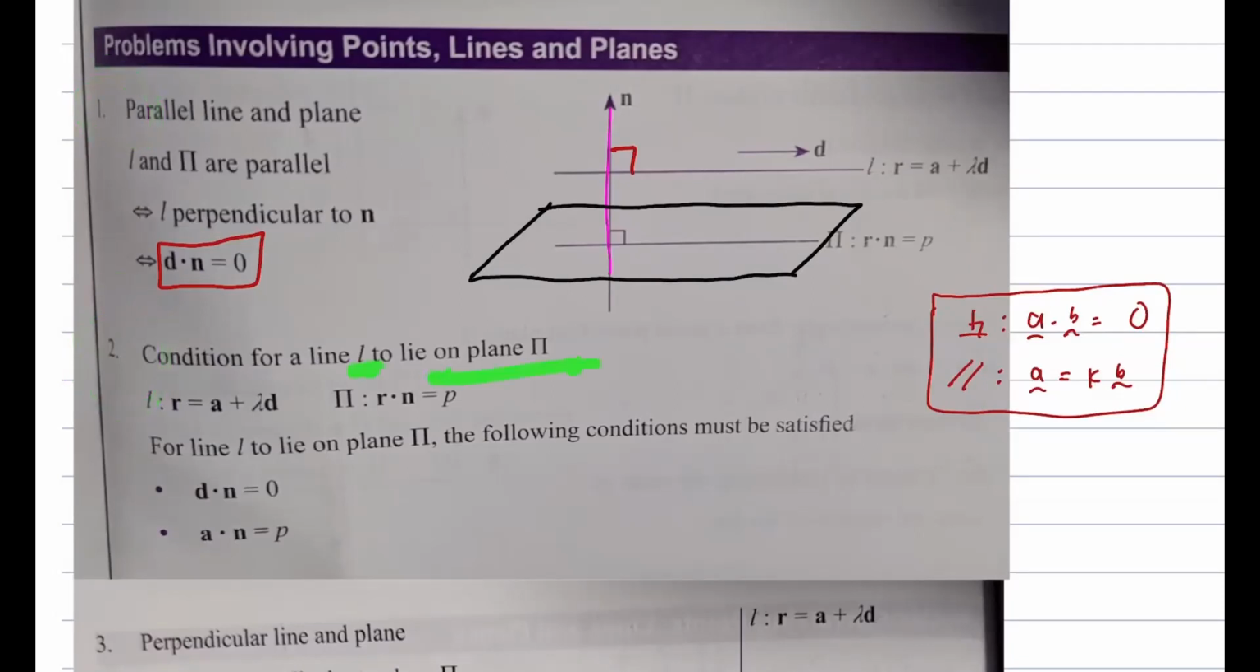Let's move on to part 2. Condition for a line L to lie on the plane. Lie on the plane means that you have a plane here, and then the line is directly on the plane itself. Plane pi. You have a line L: R equals A plus lambda D. That's a vector equation. And then you have a plane equation: R dot N equals P. For the line L to lie on plane pi, you must satisfy the following conditions: D dot N is 0 and A dot N equals P.